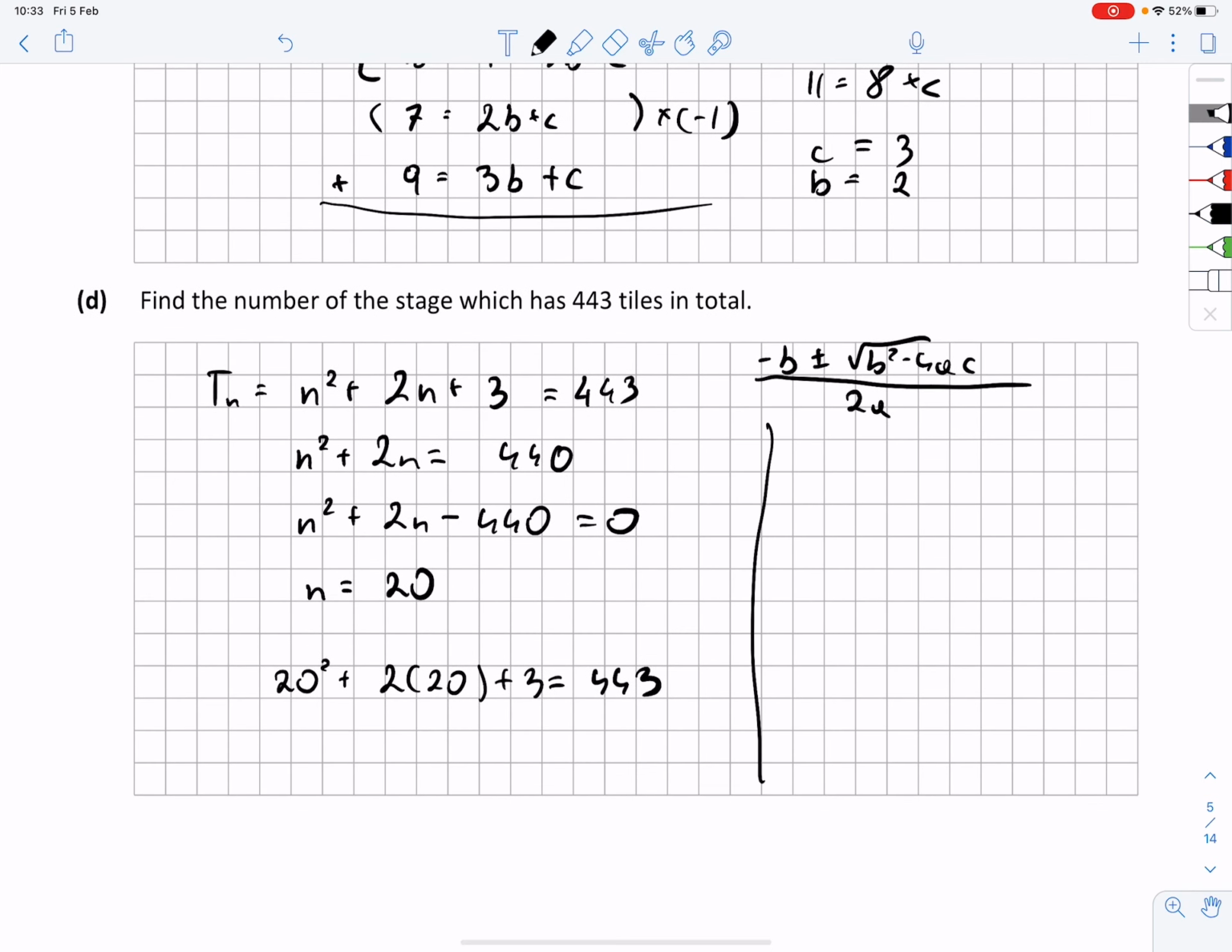So this is one way of solving it. Another way actually would be to enumerate the number of tiles for each stage of the pattern. So for instance, starting with the pattern again, we have 6, 11, we have 18, and so on and so on, all the way up to 443. And we would understand then that 443 shows up for the 20th stage, and that brings us to the solution of that question. It's a good place to stop.